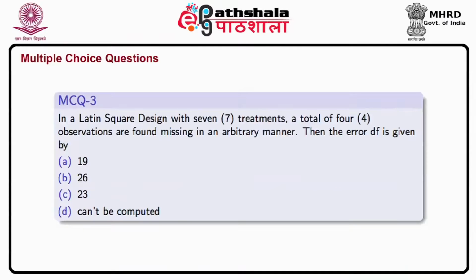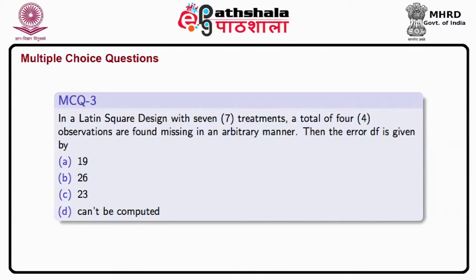Okay. And the third one is, obviously, based on Latin square design. And the question is, in a Latin square design with 7 treatments, a total of 4 observations are found missing in an arbitrary manner. Then the error degrees of freedom is given by, again the first 3 options are 19, 26 and 23, and the last option is it can't be computed. So when we say it is a Latin square design with 7 treatments, we also automatically mean there are 7 rows, 7 columns and 7 treatments. And altogether there are 7 times 7, or 49 observations.